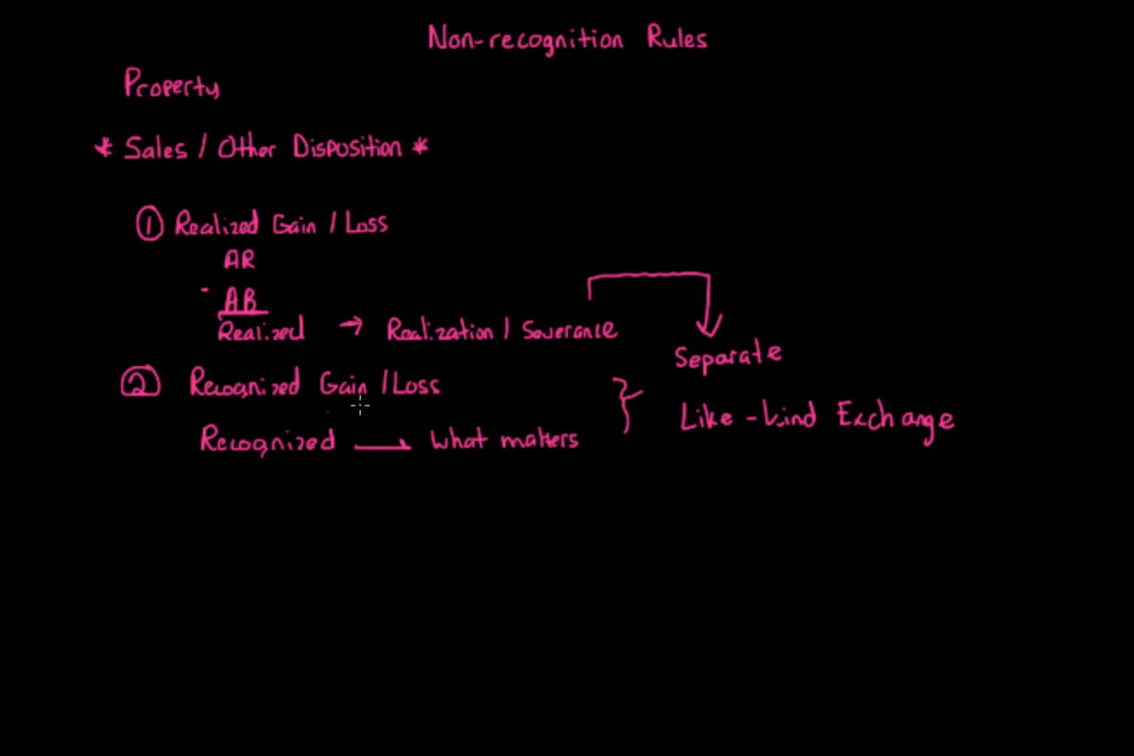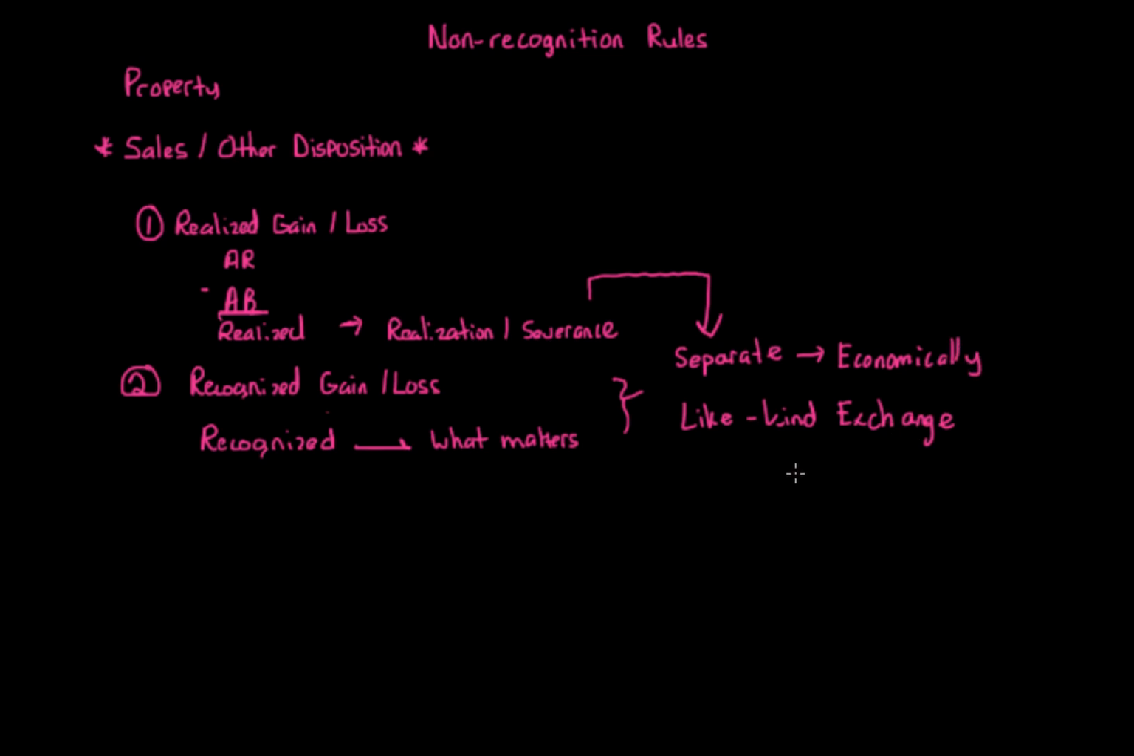But is it appropriate to actually recognize that? Because if you think about it, you have land before, you have land after, and they're both similar. They're like kind. And if you look in future videos where I talk about like kind exchanges, it'll make more sense. But just take my word that economically, you don't have any separable item. Economically, you're still the same.